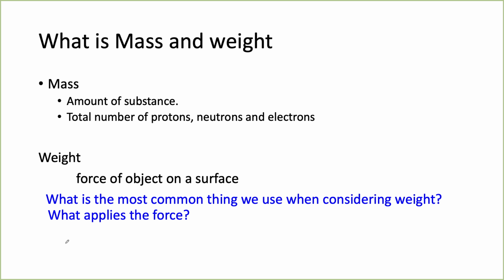But when we talk about mass, we're talking about the amount of substance, and we're going to find out that's going to be the total number of protons, neutrons, and electrons in the atom or in the substance. So that's mass. Mass has a volume.